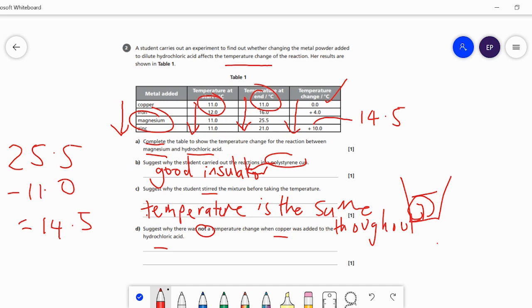So we don't see a reaction taking place when the copper is placed into the hydrochloric acid. So the copper is unreactive, less reactive than the hydrogen. So there is no reaction to take place.